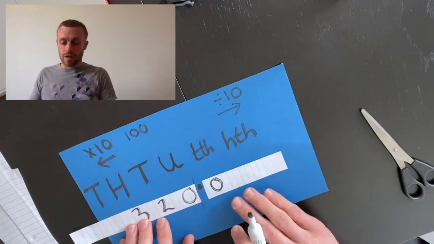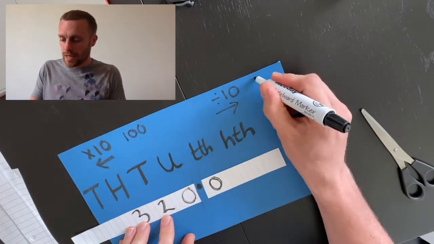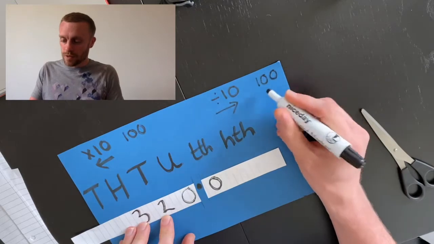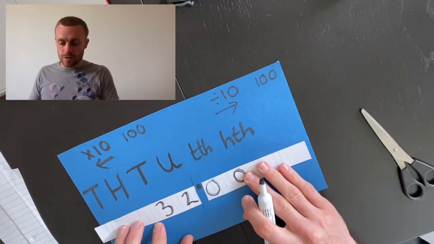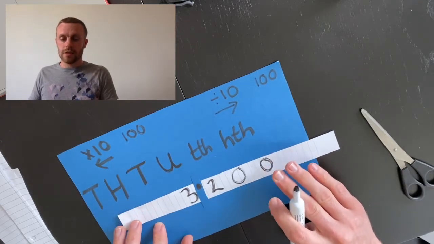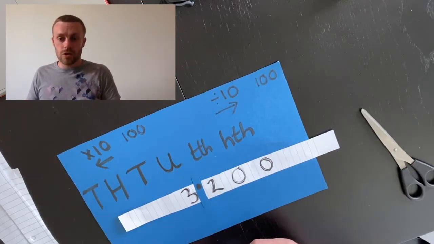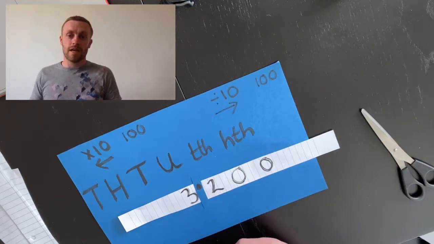If I had 320 divided by 100, again, I'd move it that way, but because it's got two zeros, I'd move it twice. So 320 divided by 100, move it one space, move it again, is 3.2. So that's how to use a slider to multiply and divide by 10 and 100.